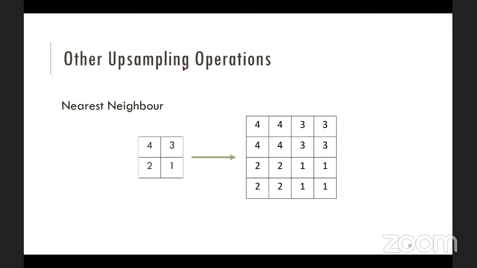Okay. So this is how upsampling works. Now, as I told you, there are some other upsampling operations also. One is nearest neighbor, in which the new pixel is assigned the value of its nearest neighbor. So here you can see that 4 is next to 4, and 3 is next to 3, like that. This is how from 2 cross 2 you generated 4 cross 4.